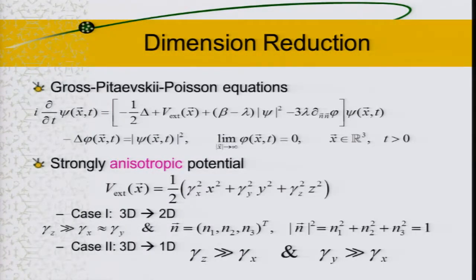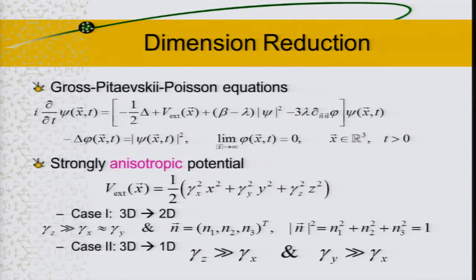Well, with this kind of 3D simulation and some theory, we can understand this model, the dipolar condensate in 3D, very well. Of course, in experiments, this potential V is truly harmonic, with gamma X, gamma Y, gamma Z constant. But in many situations, gamma Z is much bigger than gamma X, and gamma Y much bigger than gamma X.